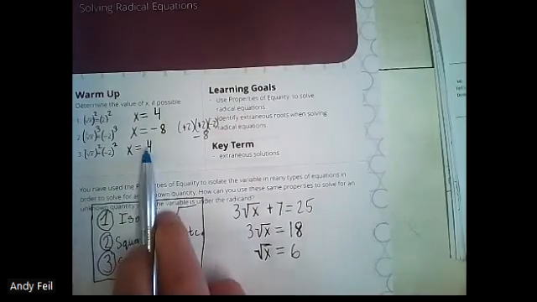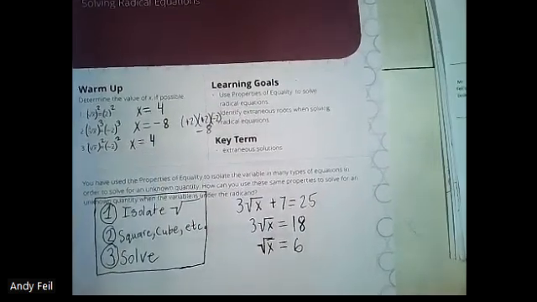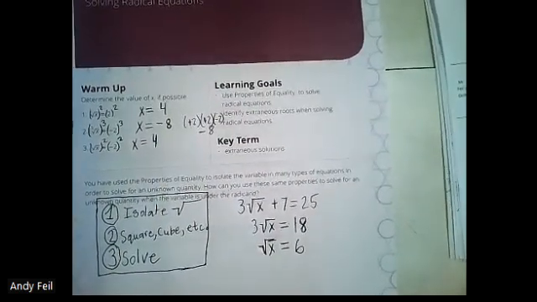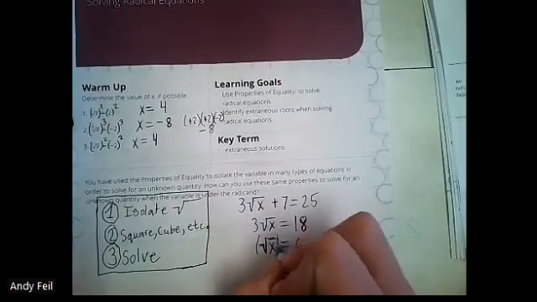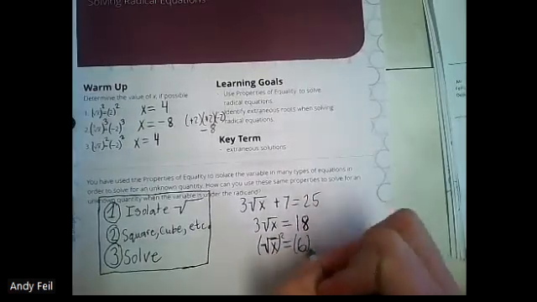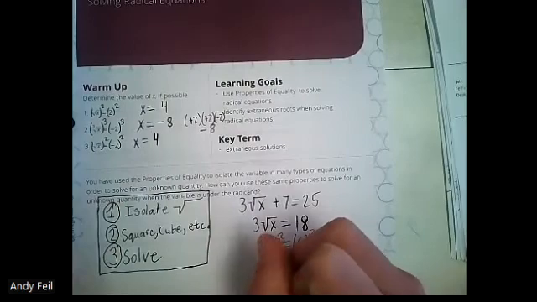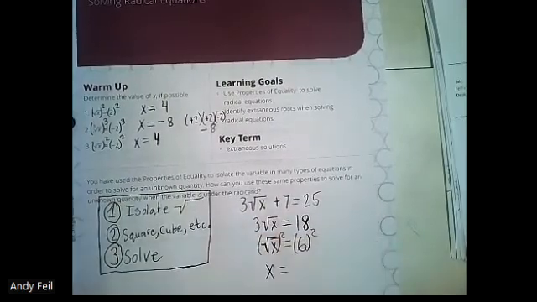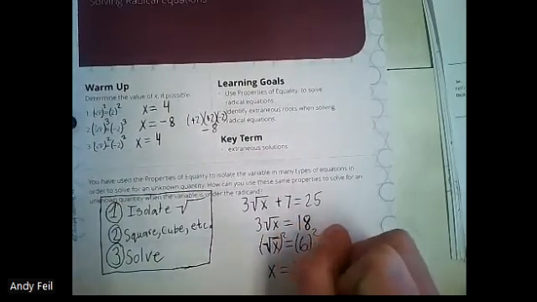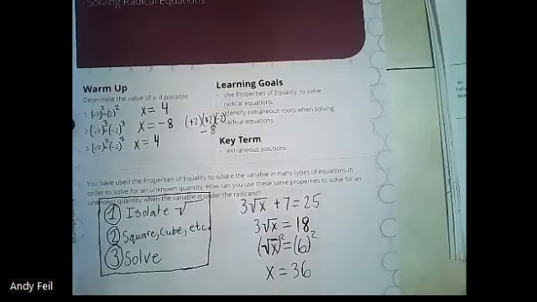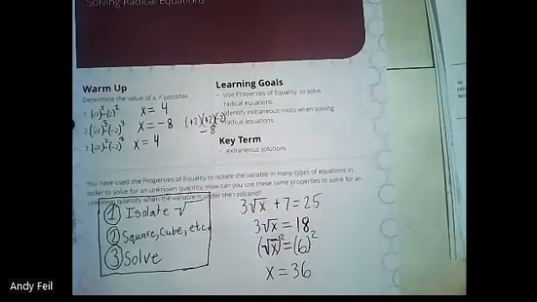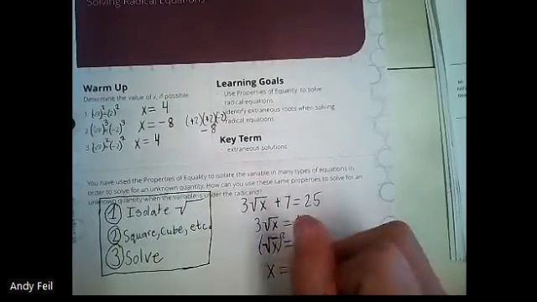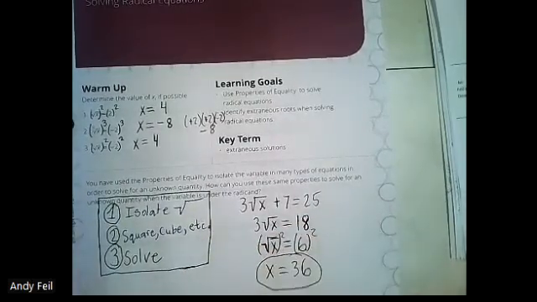And now this looks like something we did up there. So how are we going to get rid of the square root? Square it. Square both sides. So we have x equals 36. Are we done? Yes, we are. We have x by itself, right? So that is our answer.